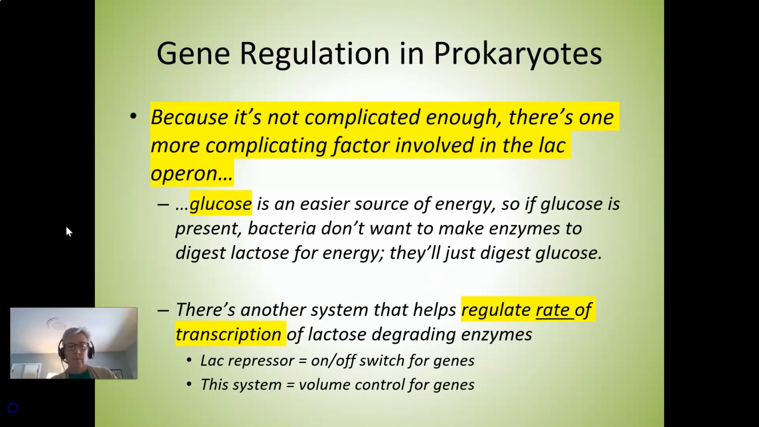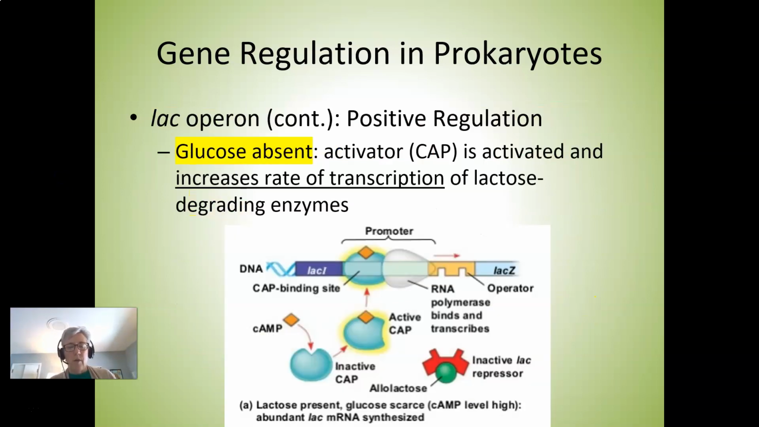Okay, so we'll talk about glucose, what happens if it's present or absent. And then there's one more little wrinkle that is more involved in the rate of transcription, not whether it's on or off, but the other system controls for sort of like volume control. All right, so here we go with the glucose situation, okay?